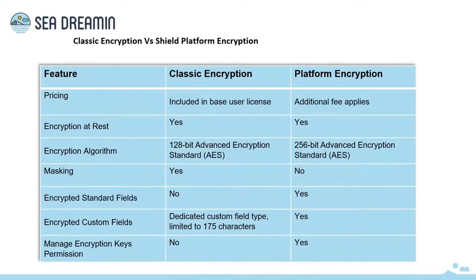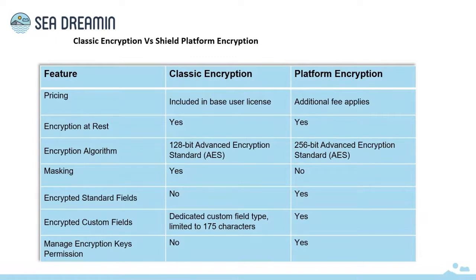Our discussion topic is Shield Platform Encryption, but Salesforce offers two ways to encrypt data. The first one is classic encryption and the second one is Shield Platform Encryption. Let us see the difference between these two. In pricing terms, classic encryption is included in the base user license. For platform encryption, additional fees apply. Both are for encrypting data at rest. The encryption algorithm is 128-bit AES for classic and 256-bit AES for platform encryption.